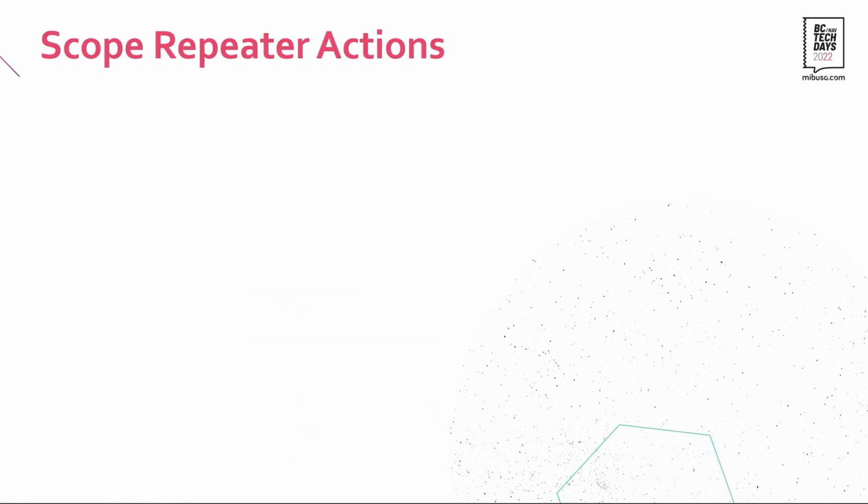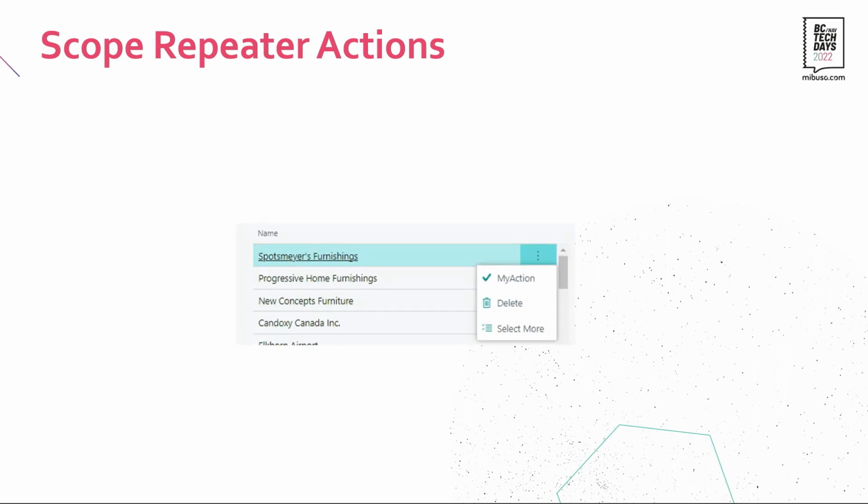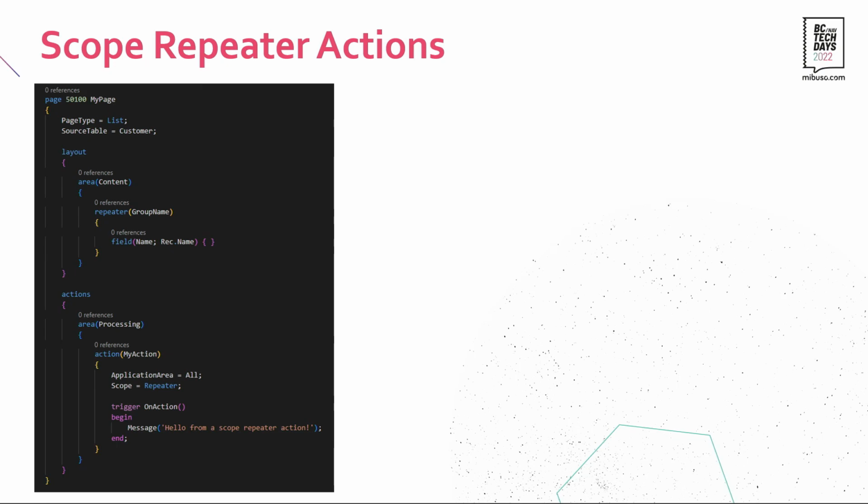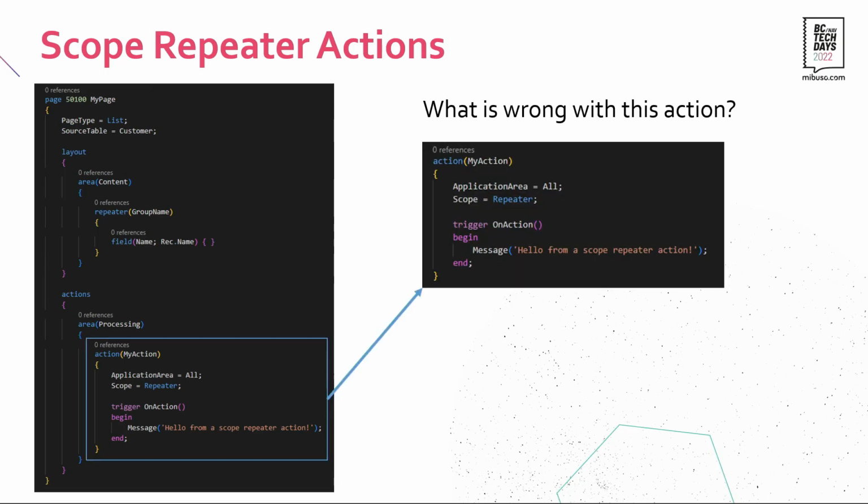So the first improvement that we'd like to show here is related to scope repeater actions. Those are the actions that appear directly on the rows of your list pages. And we're showing you here a snippet of code that defines an action with scope repeater, as you can see, with the scope repeater property. And we'll ask you now, what is wrong with this action?